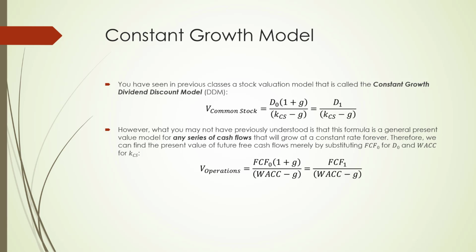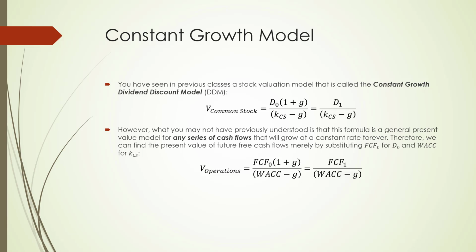K is a very common one to use for what we're doing now. And then also note that D0 times 1 plus G is just the next period's dividend, or in other words, D1. So we could just say D1 divided by K minus G. Now, what you might not have realized in the past, and I hope you understand now, is that this is not just a present value of dividends formula.